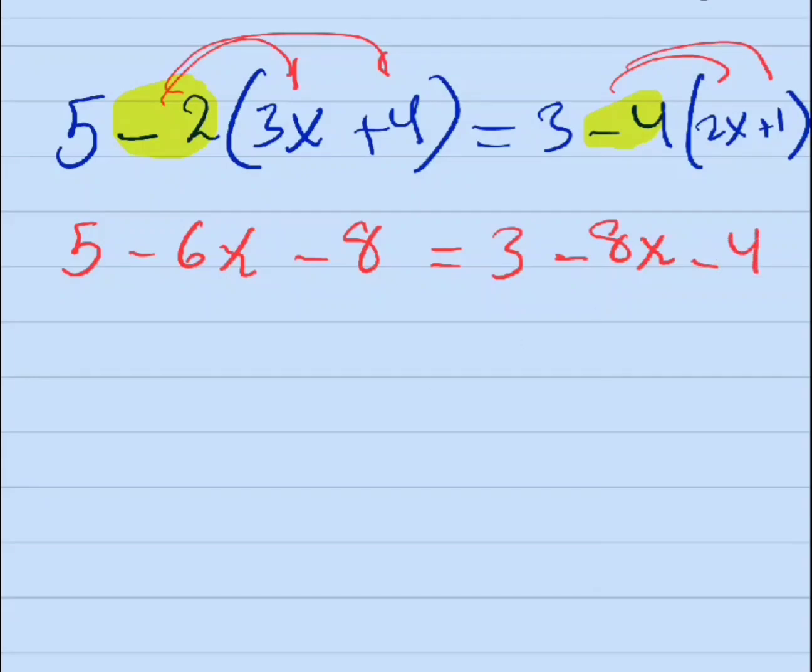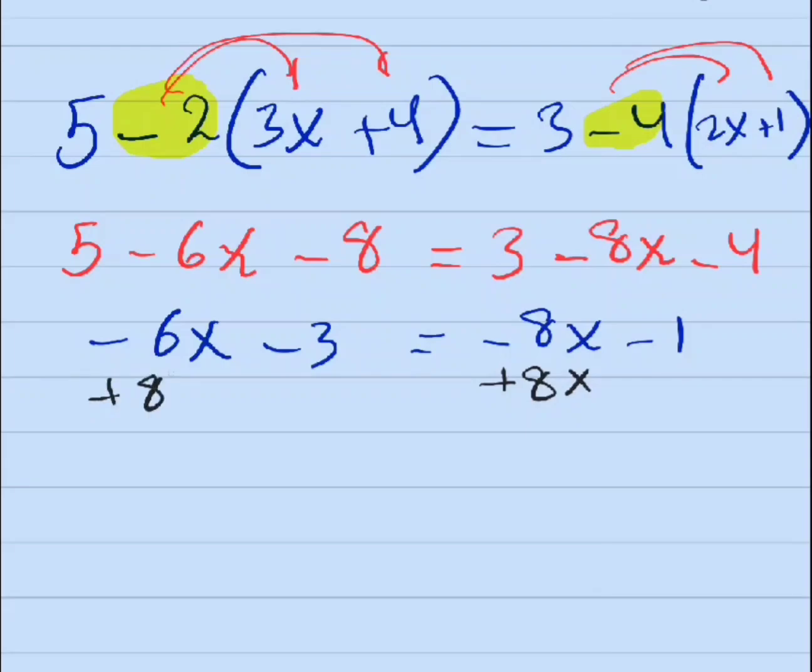Now let's combine like terms. So we can combine those two on the left and 3 and negative 4 on the right. 5 minus 8, that's going to be negative 3. And 3 minus 4 is negative 1. Now let's add 8x to both sides. This will give us an x variable on the left side, and it's going to be positive. And let's add 3 to both sides, so we can get a constant term on the right side.